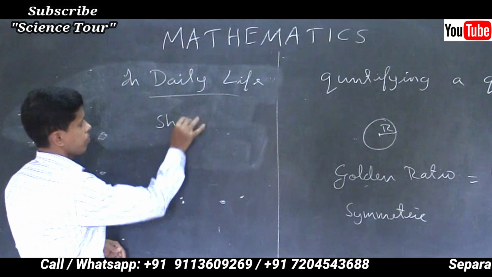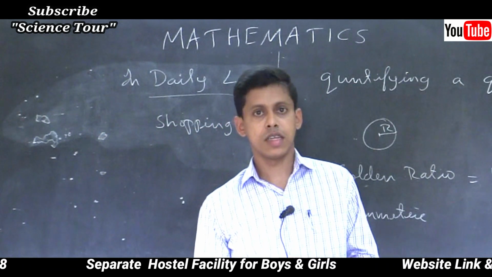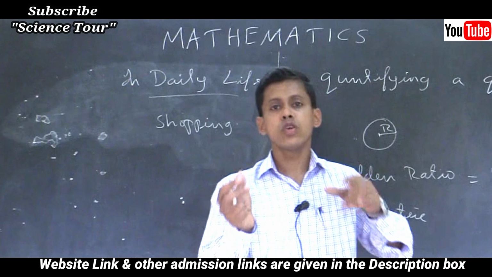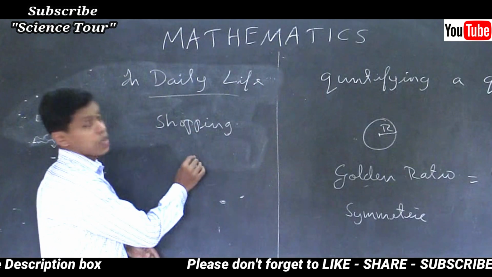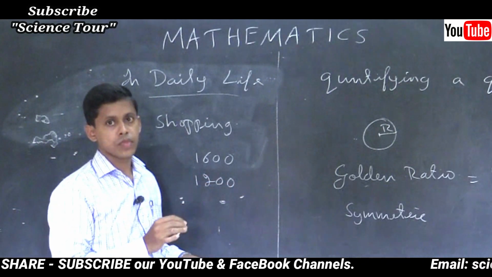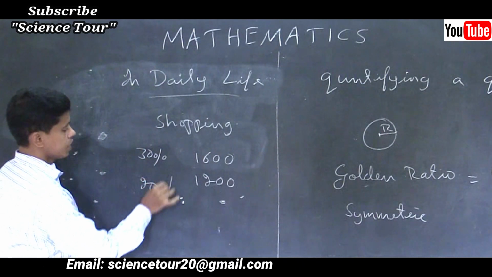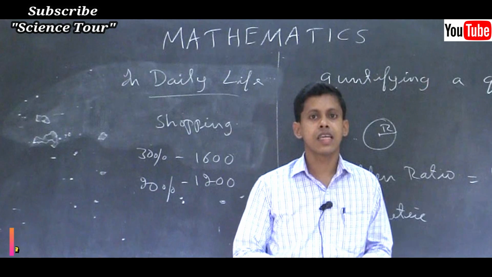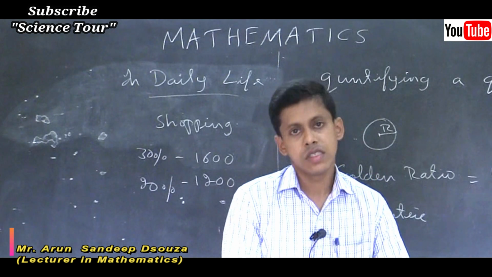When you go shopping, there is a discount, they call it an offer. So they may say 50% discount, or 30% discount. Let us say you have two similar looking shirts, one priced at 1600 and the other at 1200. They say this is 30% off and this is 20% off. So which is cheaper? If you want to calculate that, you need to understand percentage. You can calculate and understand which is better for me.